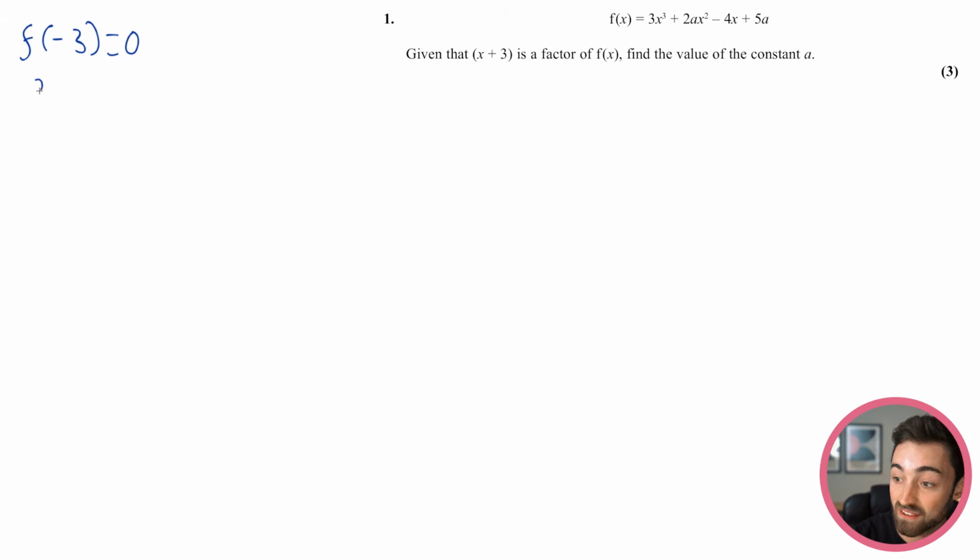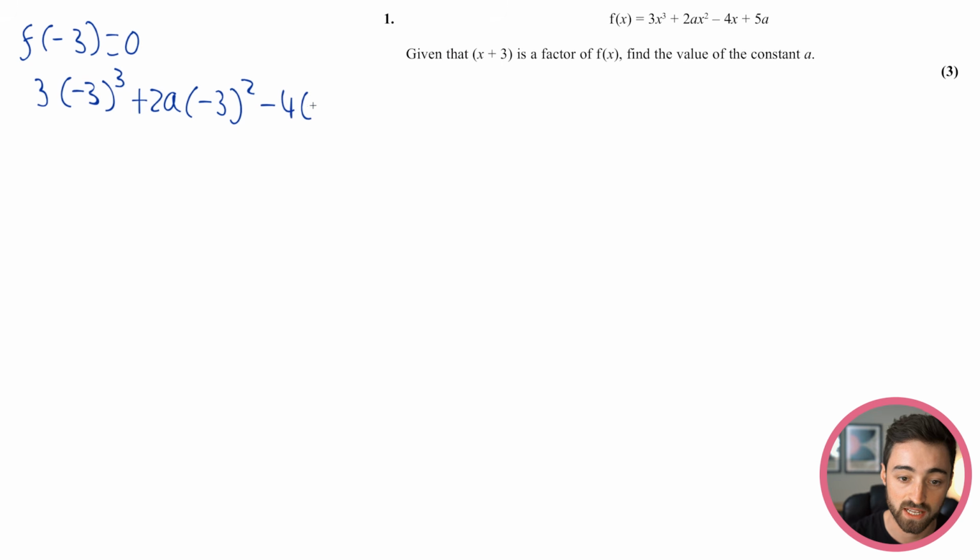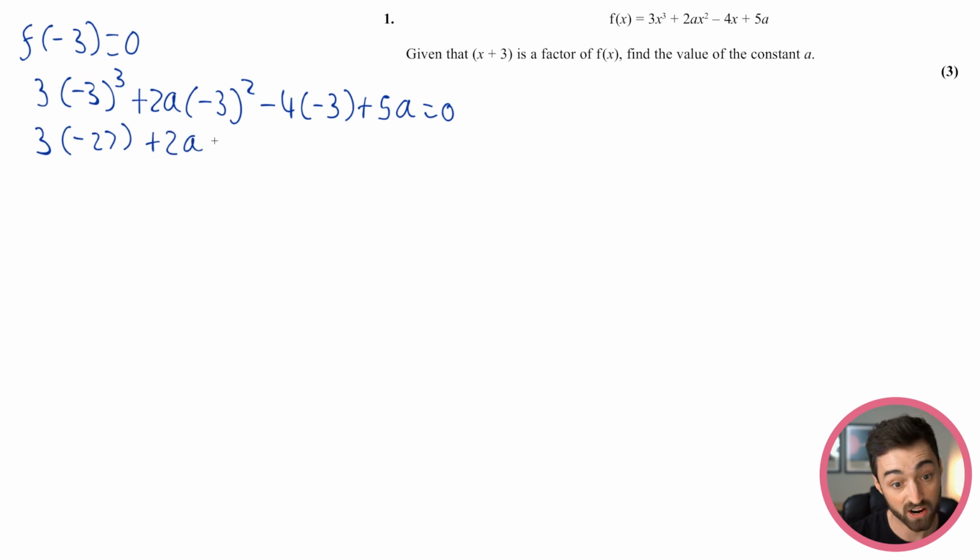So we're going to get 3 times minus 3 cubed plus 2a times minus 3 squared minus 4 times minus 3 plus 5a, and then that's going to be equal to 0. Be really careful, make sure you put all your brackets in here, super important. Okay, so what is minus 3 cubed? It's going to be minus 27, plus 2a times minus 3 squared, which is 9. Minus 4 times minus 3 is going to be plus 12, plus 5a equals 0.